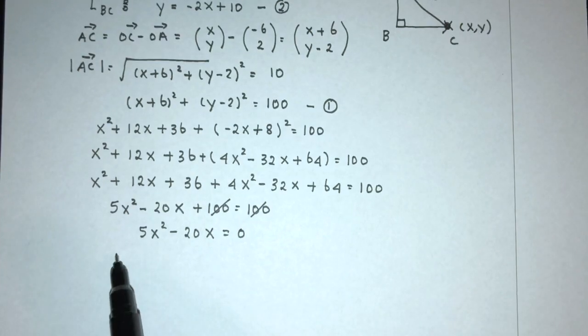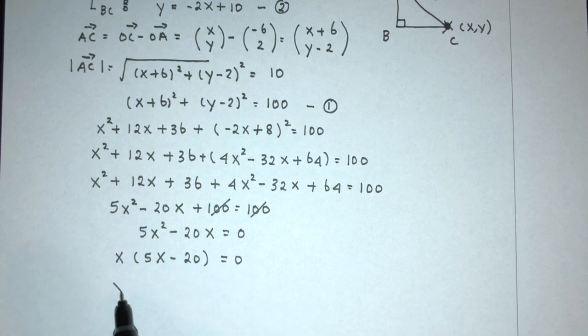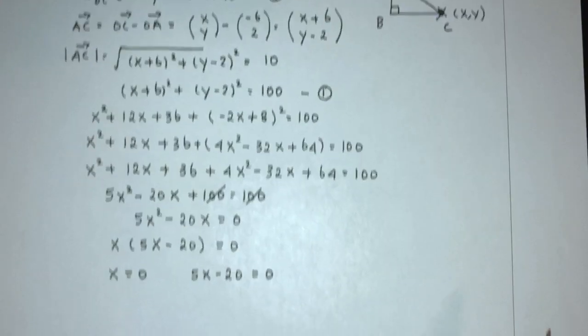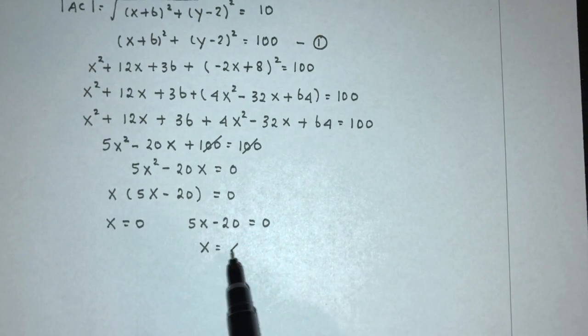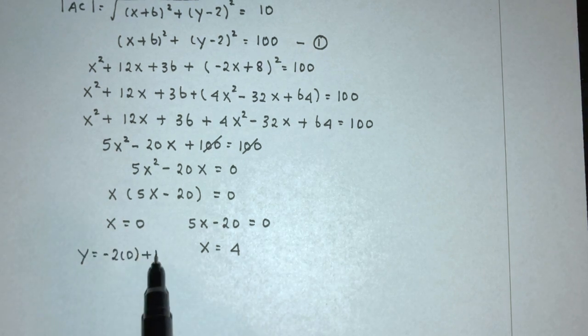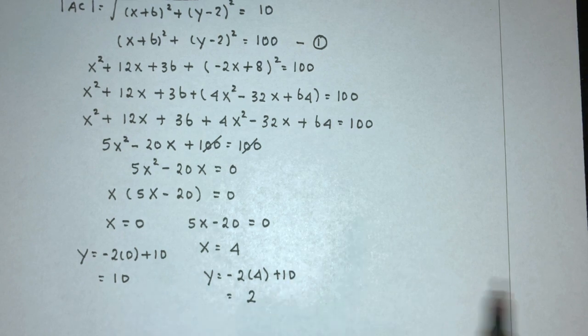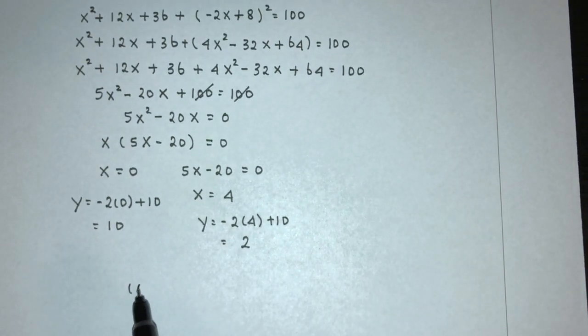So factorize, that will be 5x minus 20 equal to 0. So x can be 0, or 5x minus 20 can be 0. So from this, x can be 4. For the first point, y is equal to minus 2 times 0 plus 10, that will be 10. Y equal to minus 2 times 4 plus 10, that will be 2. So your 2 points of C can be (0, 10), or it can be (4, 2). And this is your answer for question number 3. Not part 3.